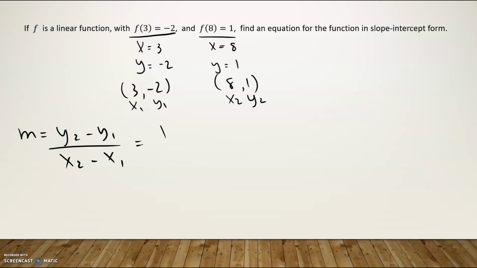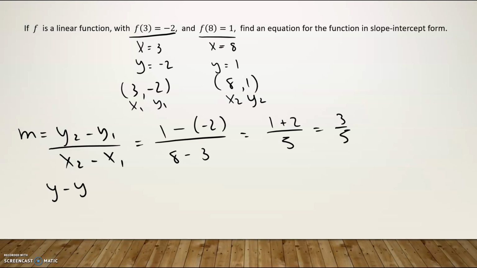Okay, so we got 1 minus a negative 2 over 8 minus 3. So we got 1 plus 2 over 5. So 3/5 would be our slope. And then now we need to use y minus y sub 1 is equal to m times x minus x sub 1. So y minus y sub 1 we said is negative 2. m we just found to be 3/5.